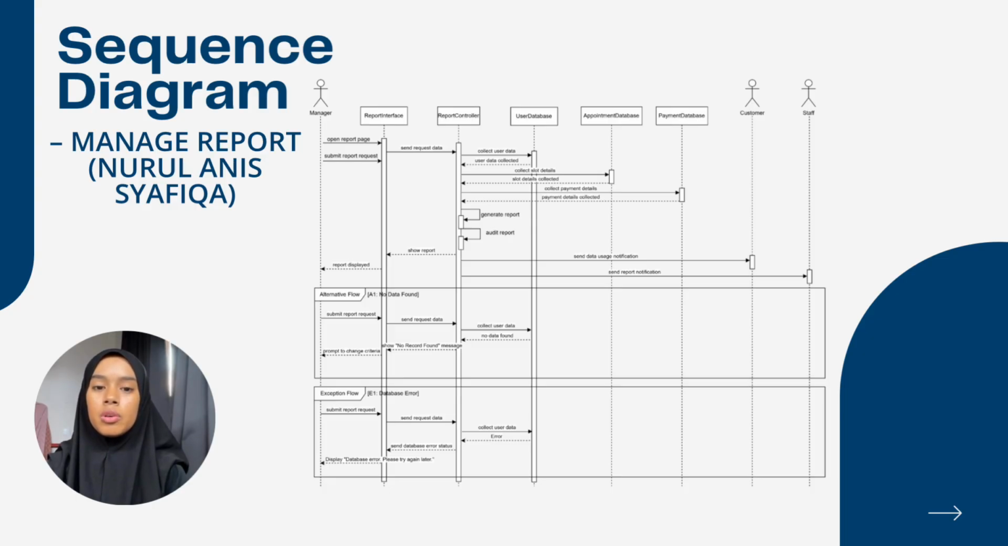For alternative flow, if there is no data for the selected date, the system will just display a no record found message. And for exception flow, if the database fails or goes down, the system catches the error and shows a friendly message so it does not just crash.